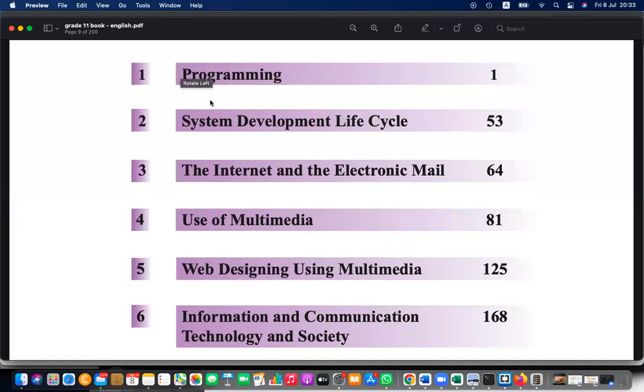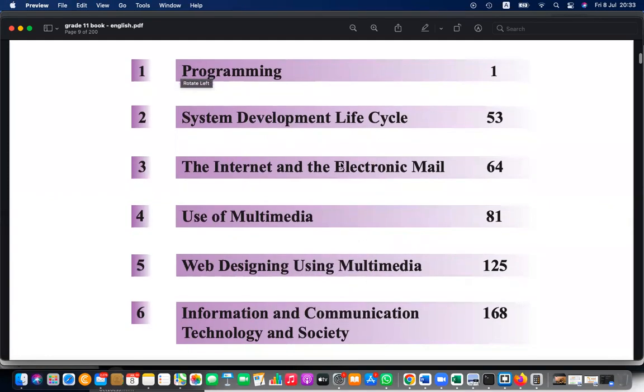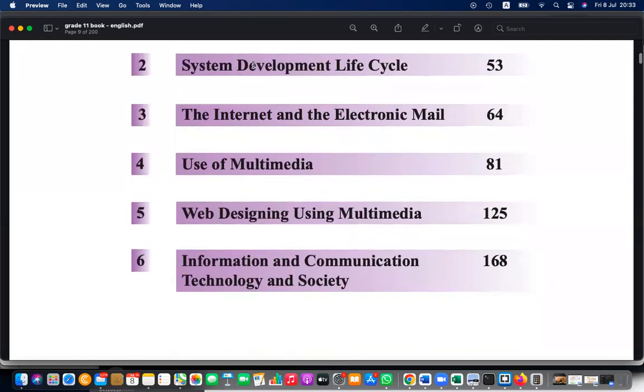Let's start. As I promised, I have already summarized the internet and email lesson last day. And I promised you to summarize the SDLC lesson also. The programming lesson we have already done. Web design and using multimedia are already done, with some minor parts to be completed.